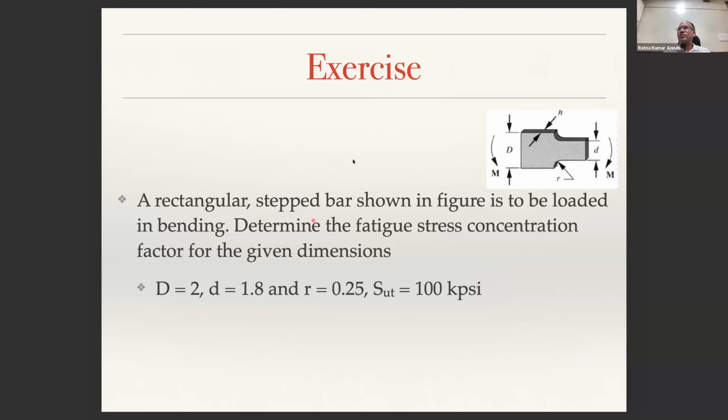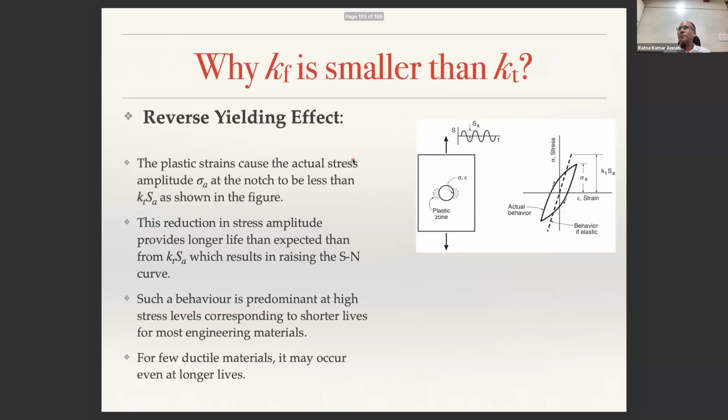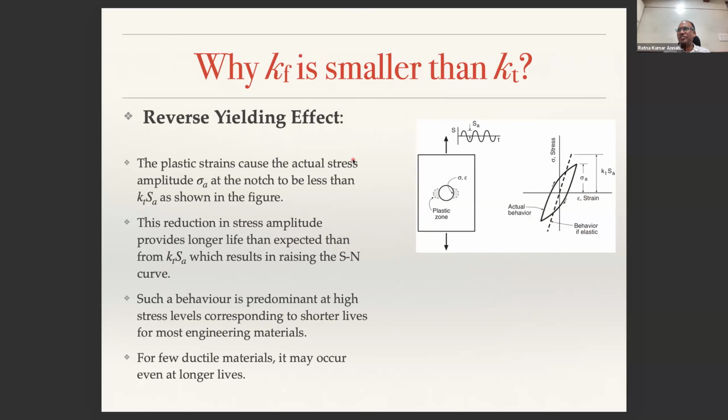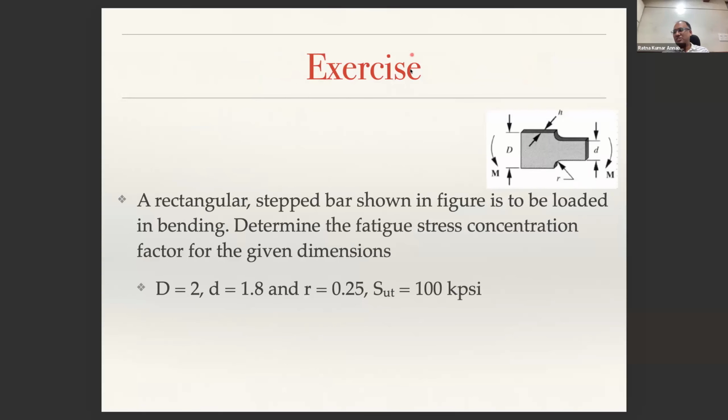So in the last class, we looked at the fact that Kf is smaller than Kt. That means the fatigue stress concentration factor is smaller than the theoretical stress concentration factor because of the local plasticity observed in the material, and hence the crack becomes less dangerous than when you have no plastic zone. So now you need to know how to deal with fatigue failure when you have a system with notches or reduction in cross section and so on.